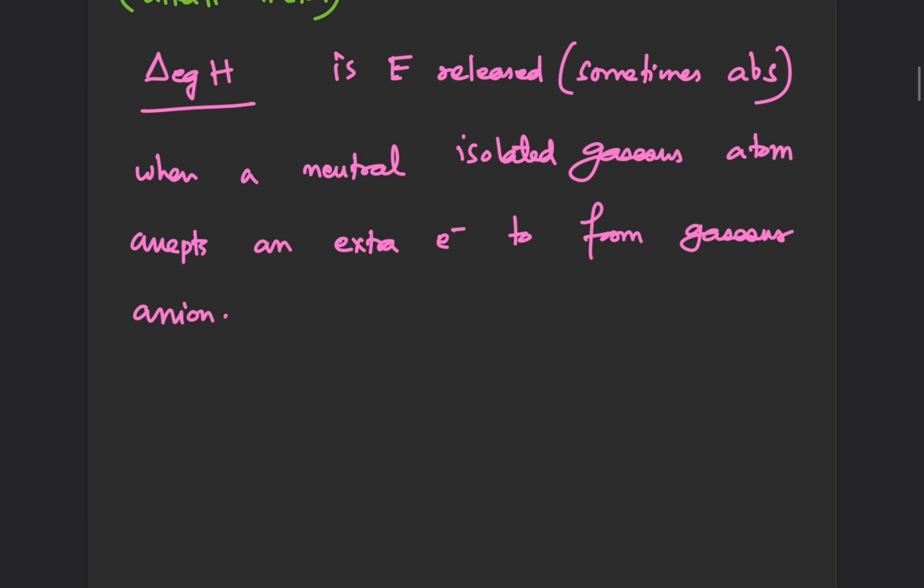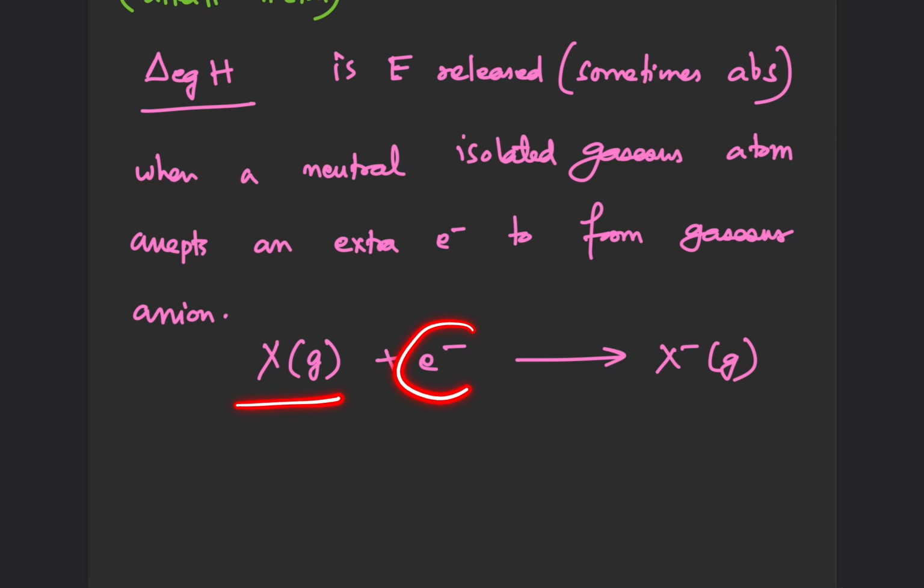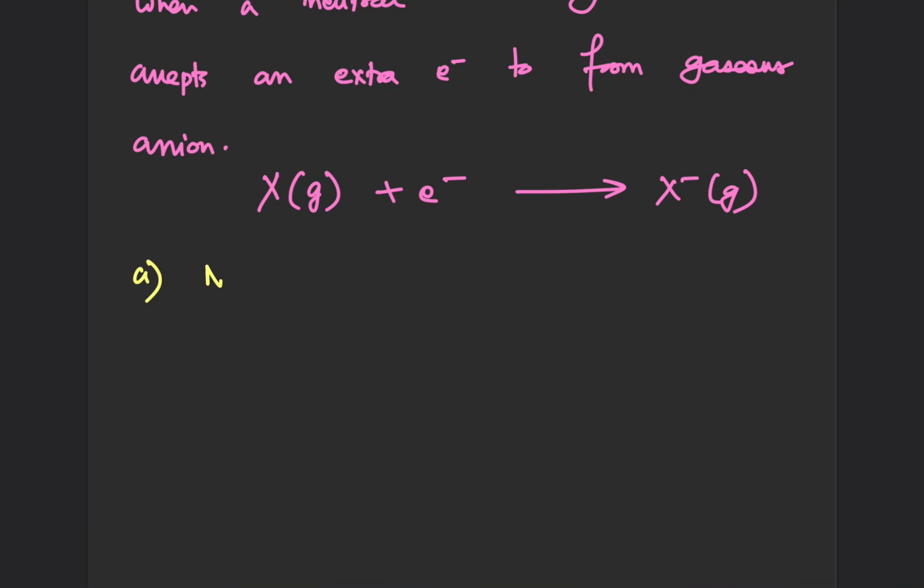Okay, so the process is represented as, so you can see we start with a gaseous atom and we are adding one electron, and in that process it becomes a gaseous anion. Okay, or we can also say that the electron gain enthalpy of an element is a measure of the strength with which an extra electron is bound to it. Okay, there are two important factors governing electron gain enthalpy. The first one is nuclear charge.